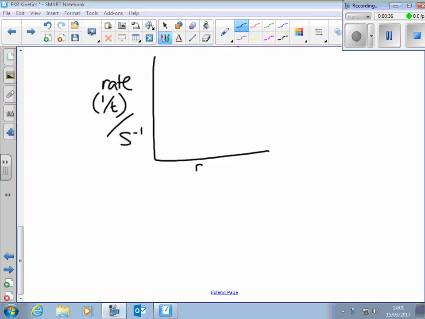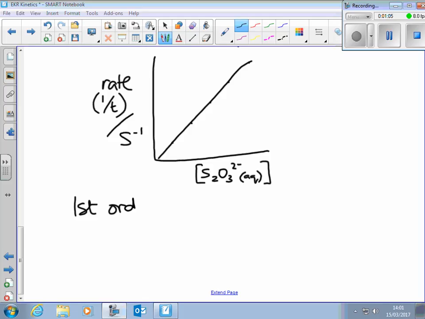And then your concentration of thiosulfate. I've done it wrong again. If I was going to do it like that along there, then you've pretty much all got a decent line like that. And if you compare that with your big A3 sheet, then what that means is it's first order with respect to the thiosulfate.